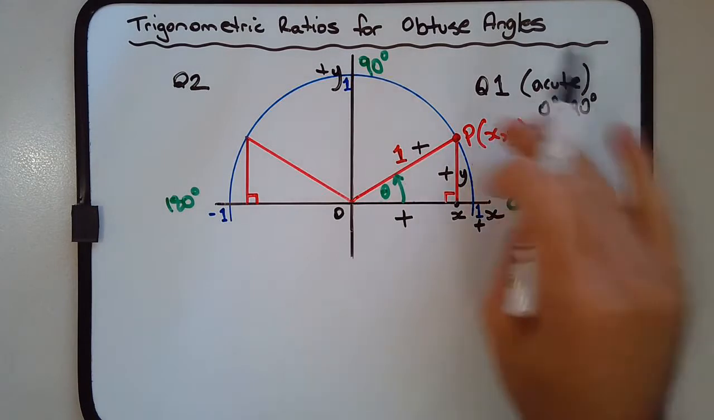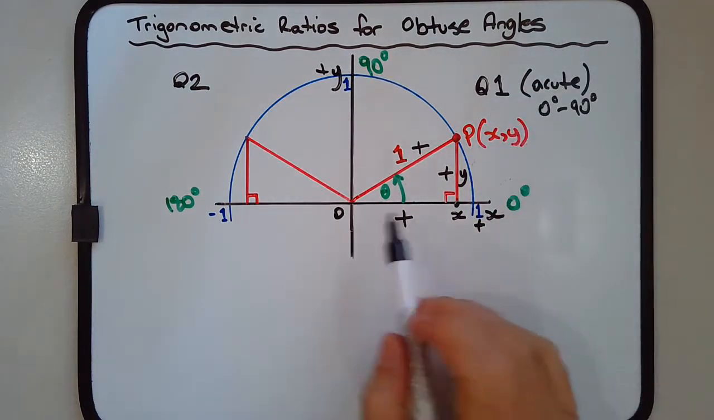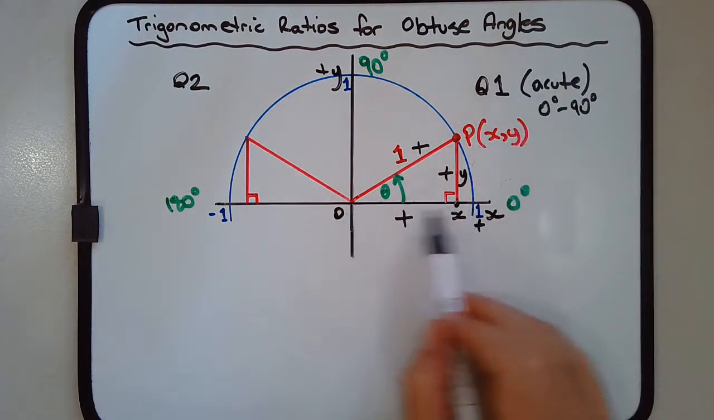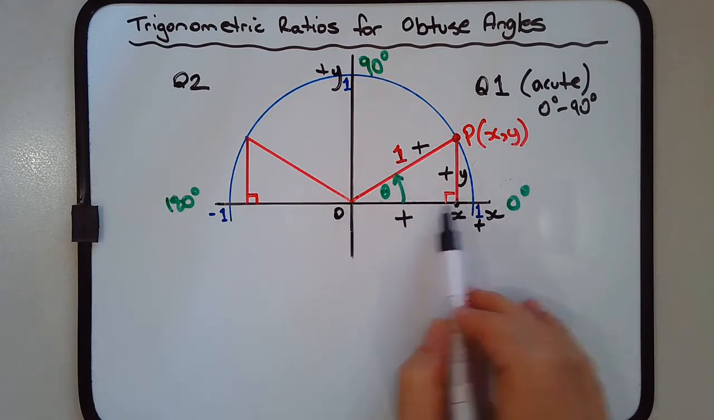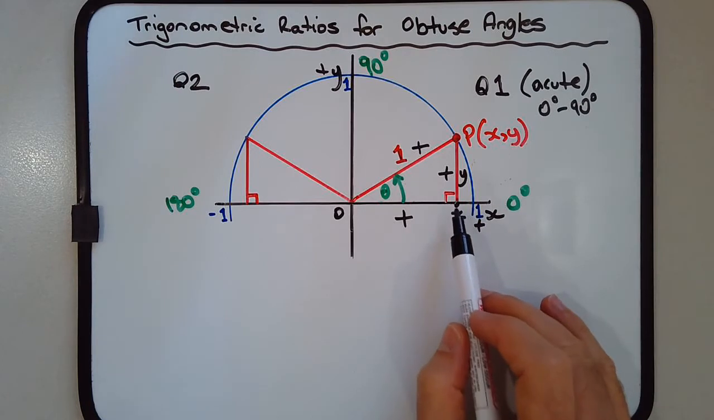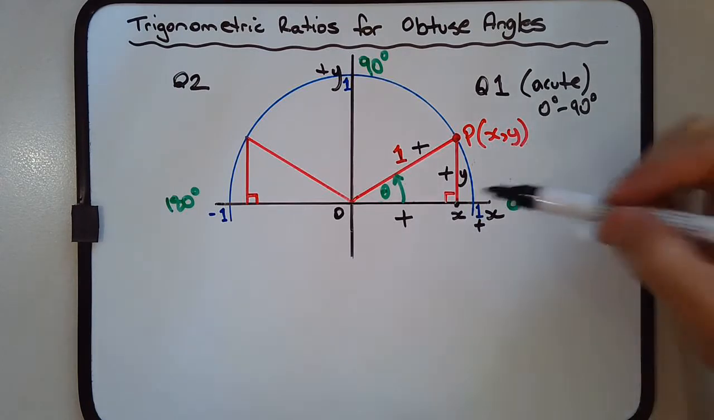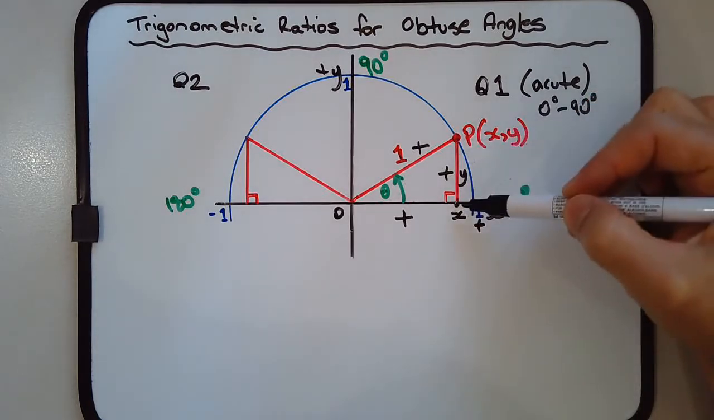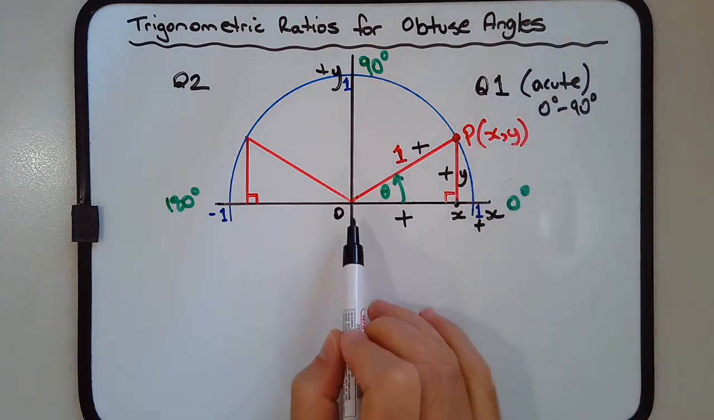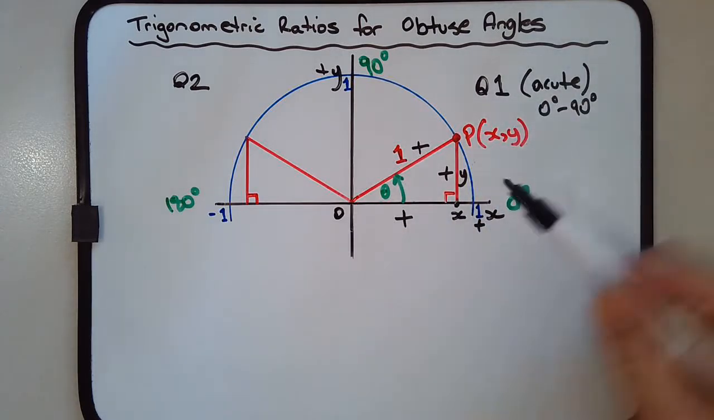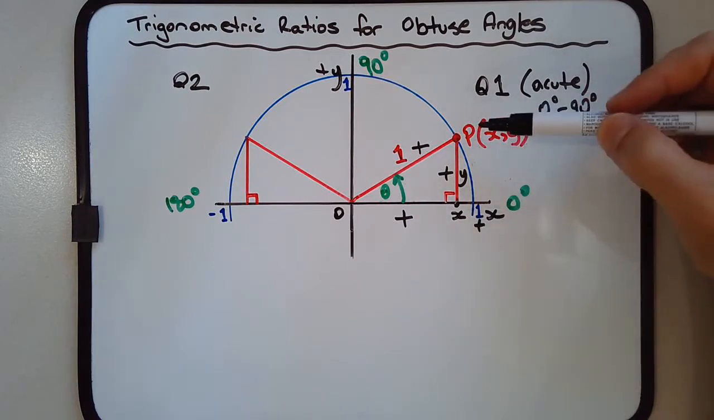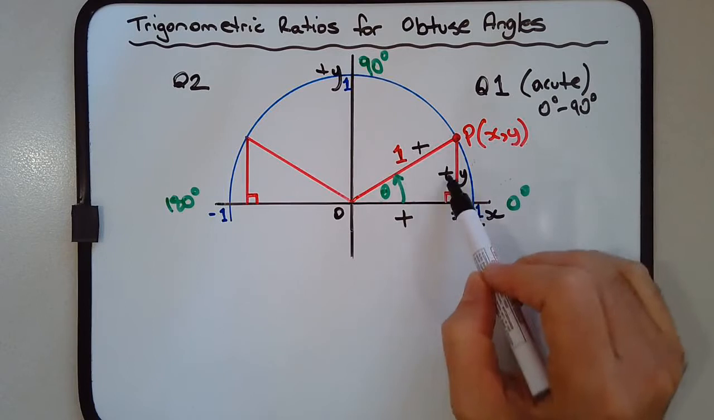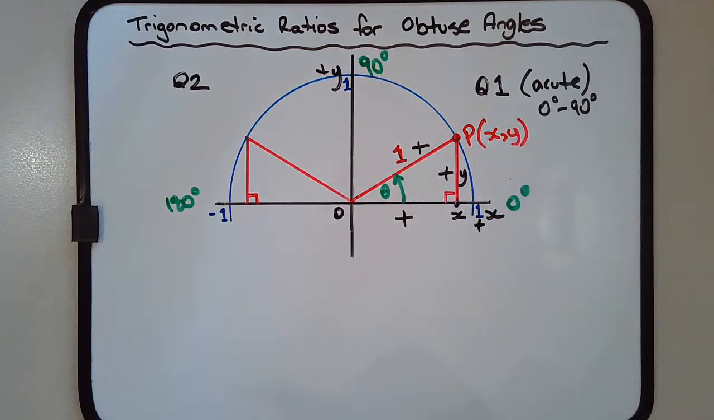In the first quadrant, the positive x-axis is positive. So this horizontal short side of the triangle is positive. This vertical short side is positive because it's above the x-axis. Anything to the right of the origin is positive. Anything above the x-axis, so the y values, are also positive. So that's why I put plus signs here. And the hypotenuse, of course, is going to be positive.